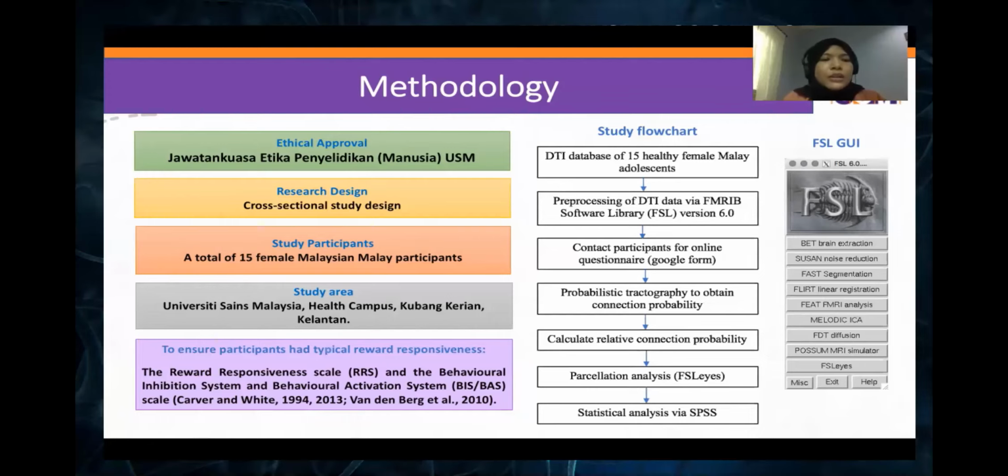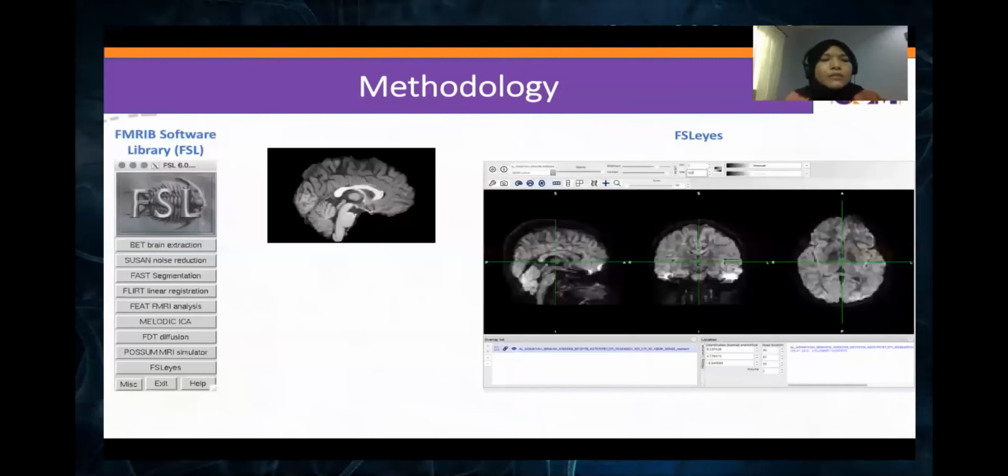Here I show you an example of the graphical user interface of the FSL. Here's more of the interface and the FSL application that I used within the current study analysis. Here are the FSL applications.